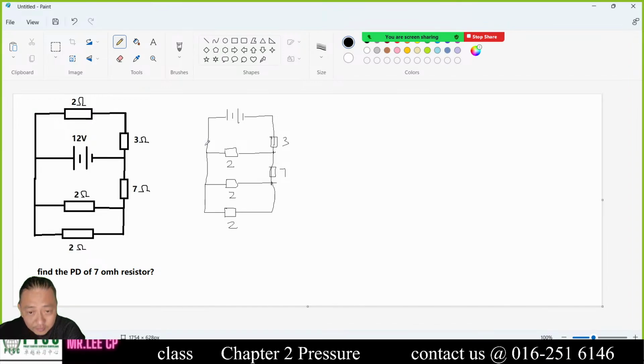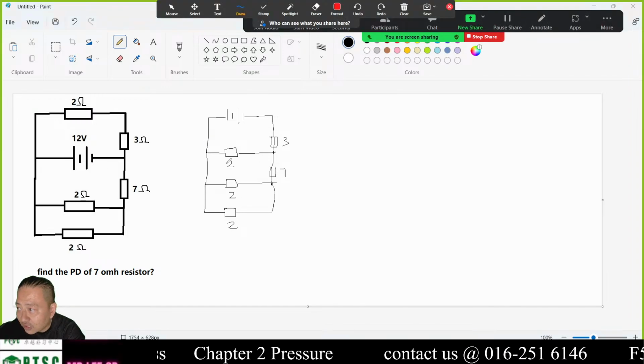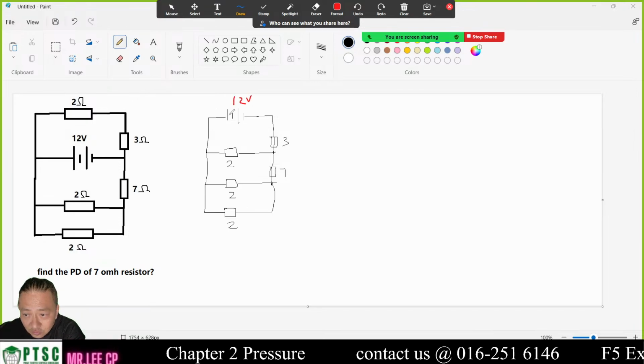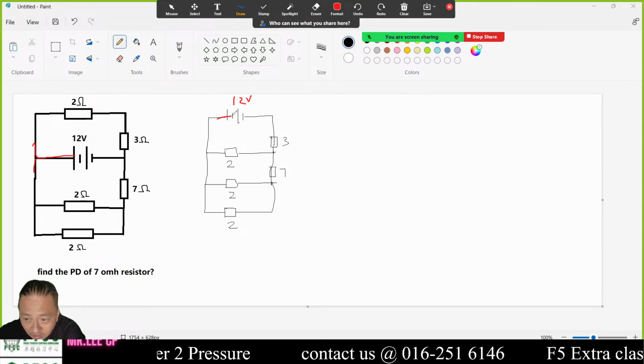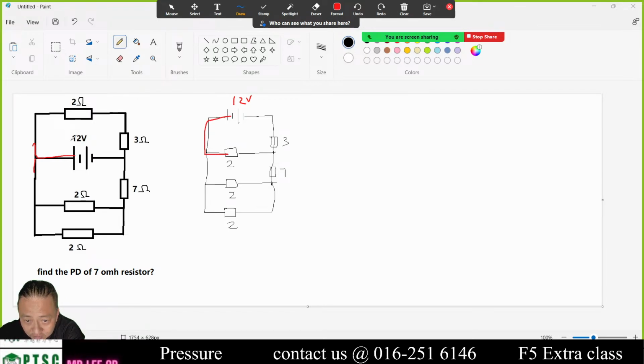I repeat one more time. I want to check whether it is correct or not. Okay, this is 12 volt. After 12 volt, you have two ways. One goes to 2.